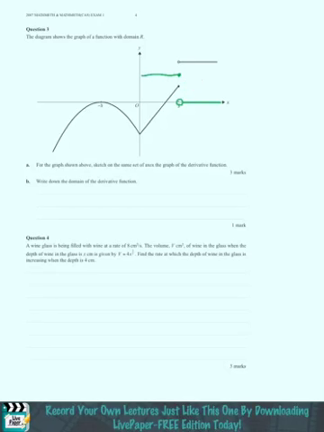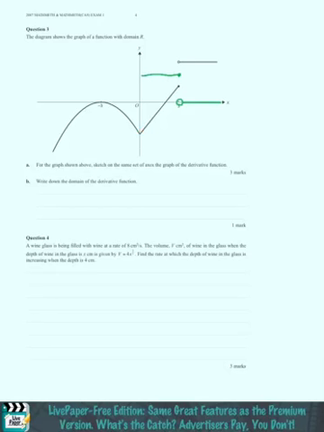Just looking at this graph as well, at x equals 0, you can see here we've got a cusp, which means there's no gradient function. So on our graph for our gradient function, we need to have an open circle at x equals 0 to say that the gradient function doesn't exist. Next part of the graph is a parabola.